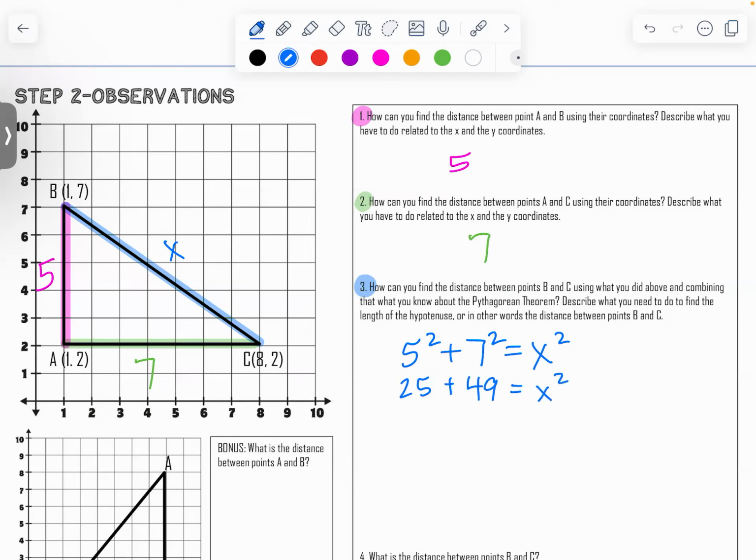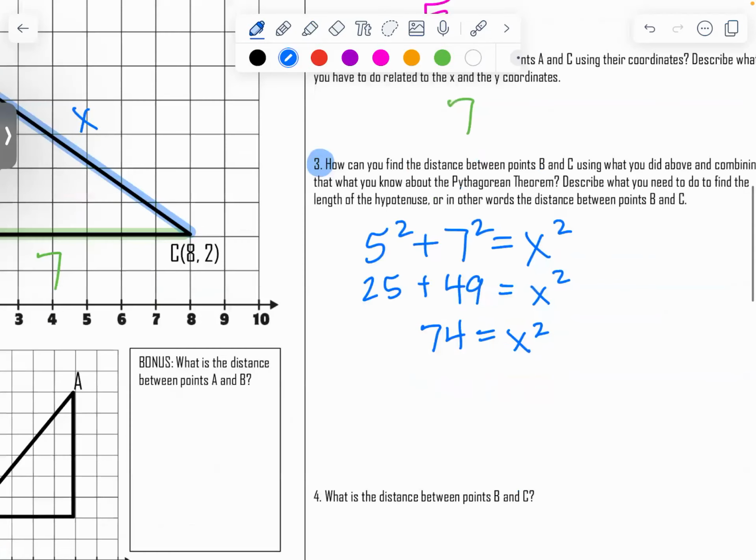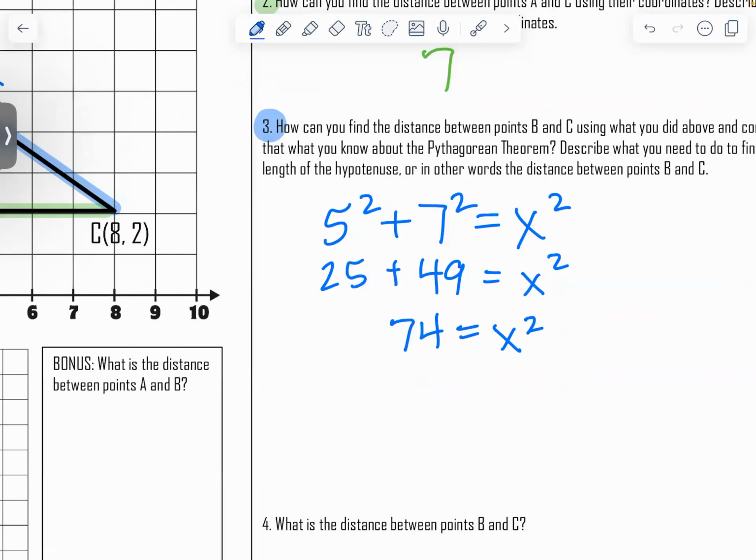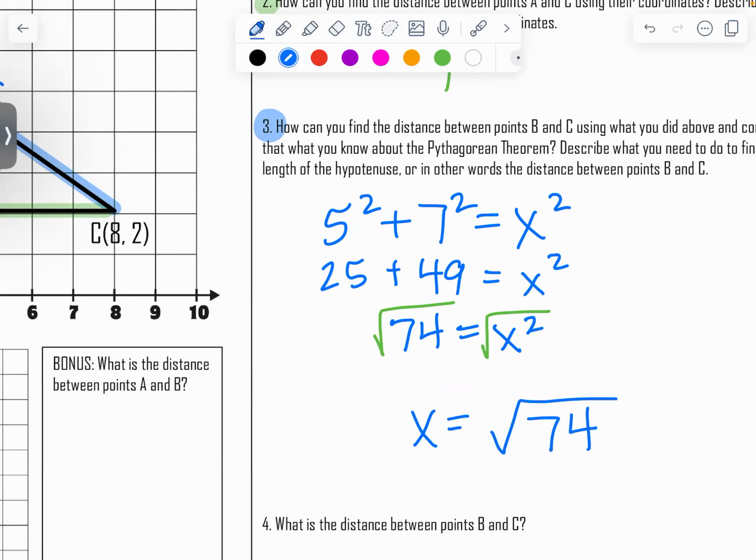Jacob, what did you decide 25 plus 49 was? 74. So then, if we want to undo the square, we need to square root both sides. So our answer is the square root of 74. Is 74 a perfect square? It is not. So our answer is the square root of 74.